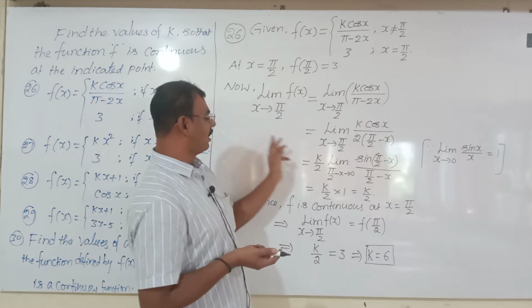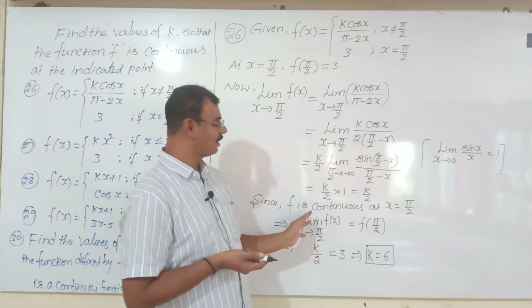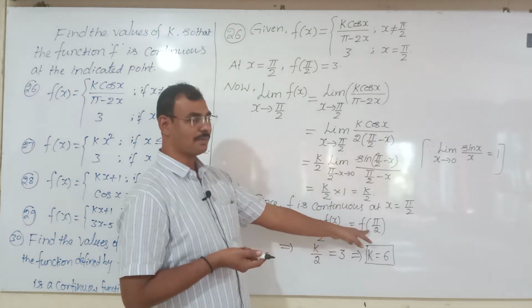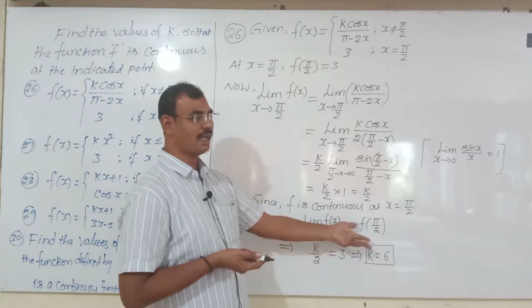Since f is continuous at x equal to pi by 2 according to the problem, the limit of the function equals f of a. That is k by 2 equal to 3, so k is equal to 6.